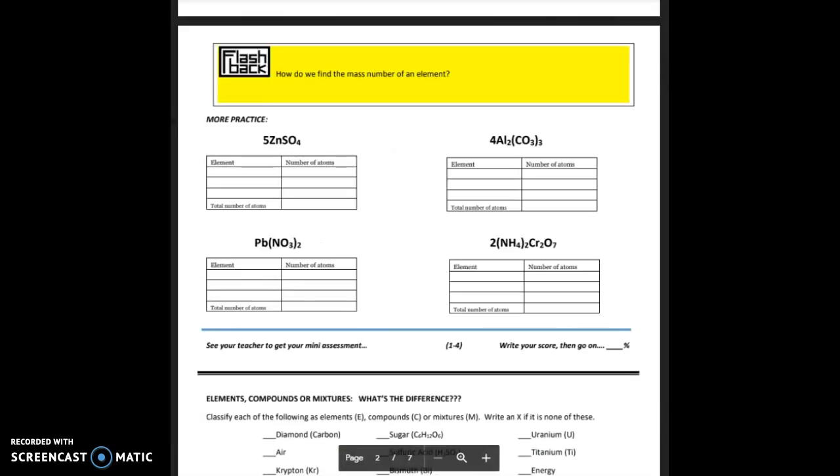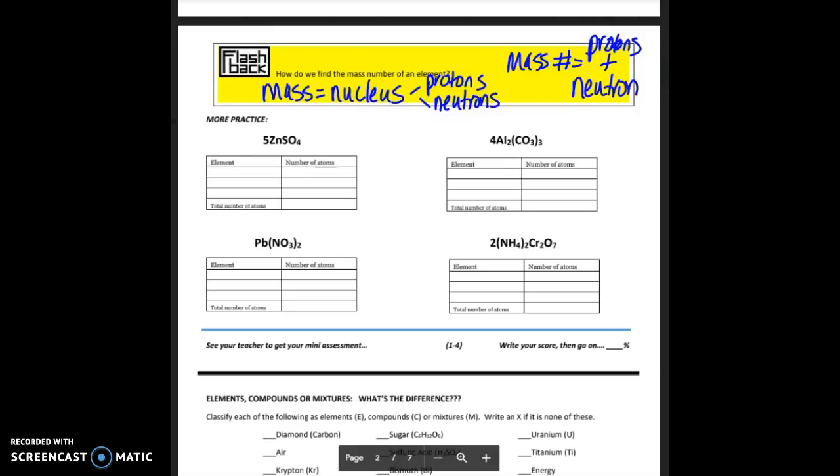Okay, here's page 2. How do we find the mass number of an element? Well, we know that all the mass is located where? In the nucleus. Well, what 2 items are in the nucleus? We have the protons and the neutrons inside the nucleus. So to get the mass number, we have to add protons plus the neutrons. Remember, the electrons are out on that shell, and they're so small they have no mass at all. So the mass always comes from the protons and the neutrons inside the nucleus.